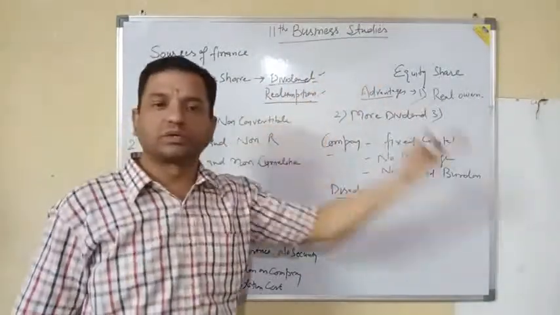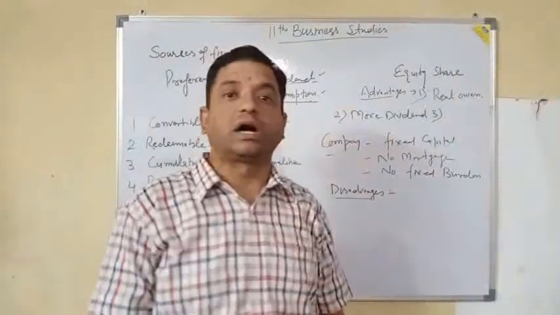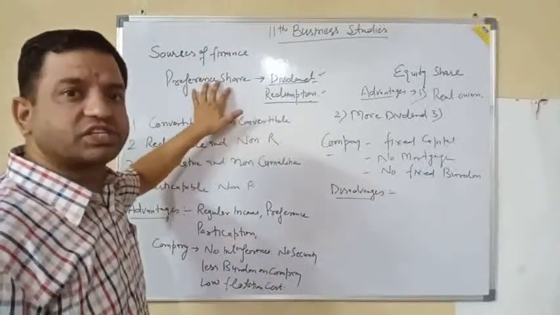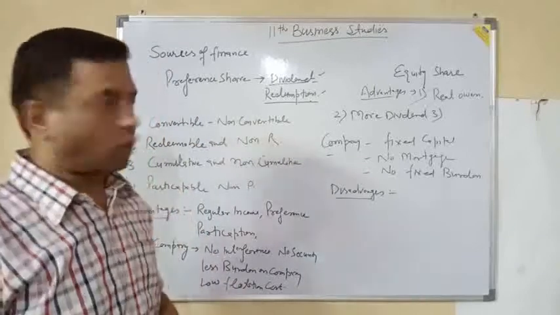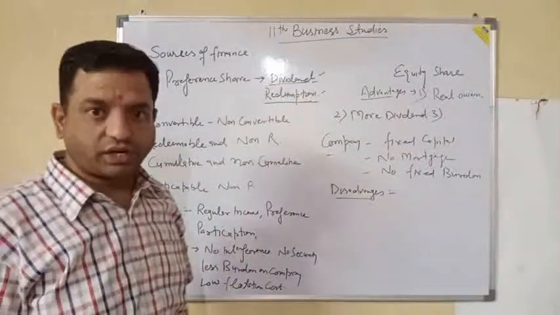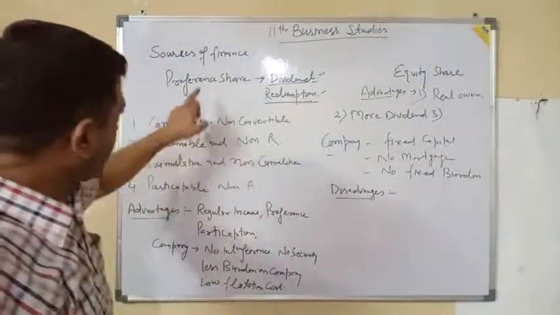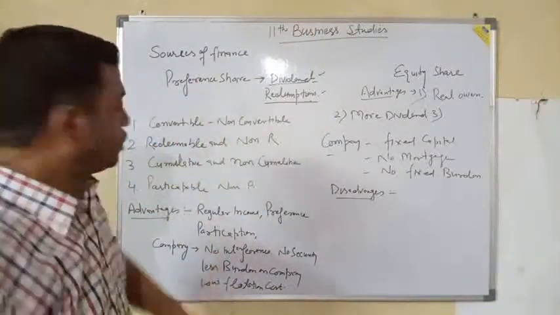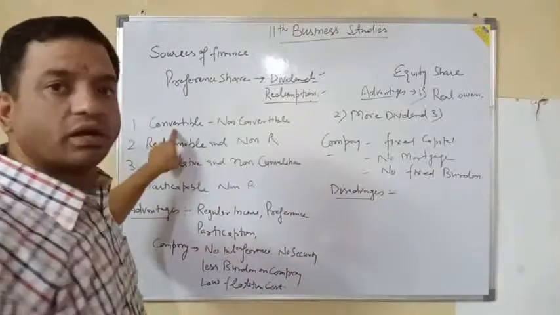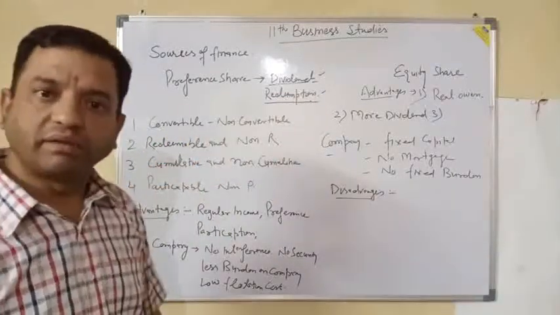And equity shares are those shares which are not preference shares, but let me tell you, equity shareholders are the real owners of the company. The preference shareholders' status is just like that of secured creditors. Okay, now what may be the types of preference share you will find? The very first is convertible and non-convertible. If any preference shareholder has the right to convert his shares into equity shares, then it is called a convertible preference share. And if he has no right, then it is a non-convertible preference share.